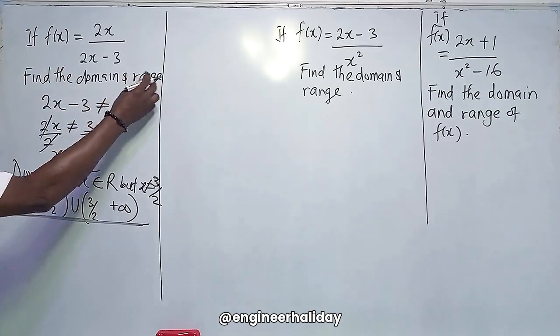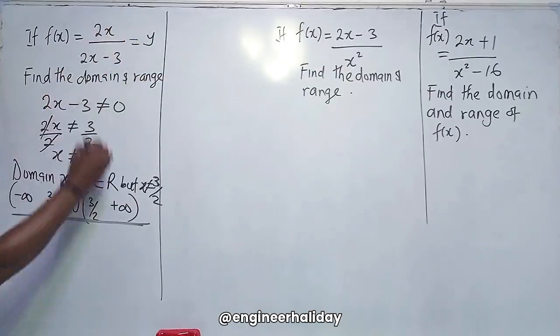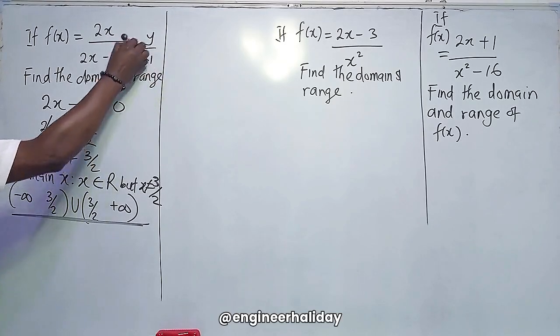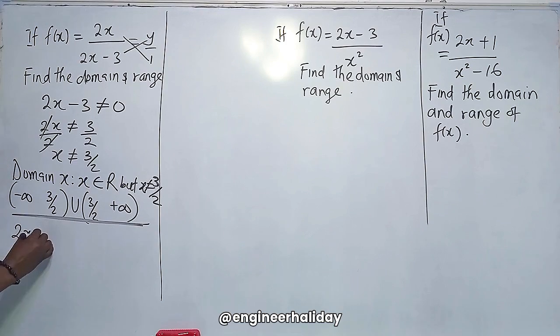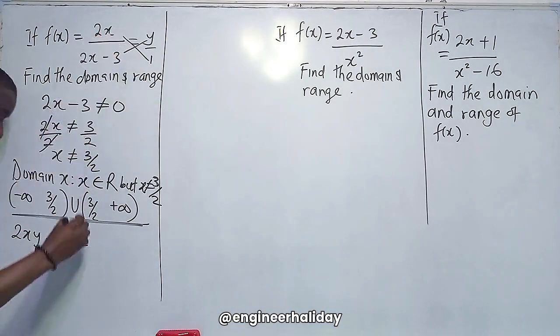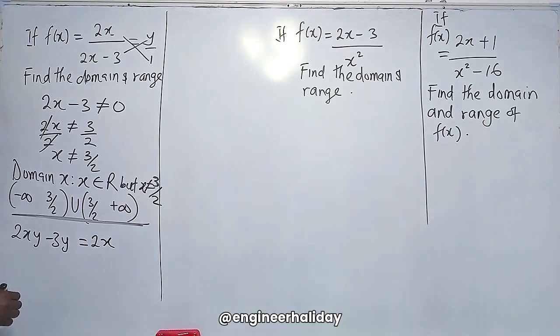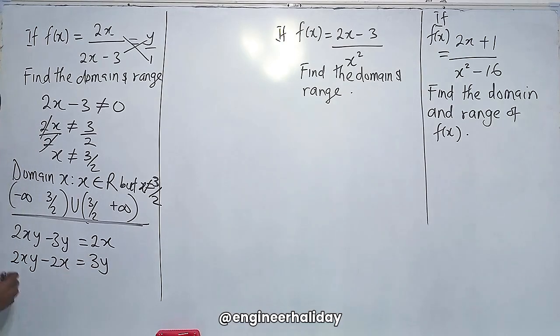Now, for us to find the range, you are going to equate this to y, then you cross multiply. So when you do that, you are going to have 2xy minus 3y equal to 2x. So you collect like terms, so I'm going to have 2xy minus 2x equal to 3y. What is common? x is common. We want to make x the subject of the formula.